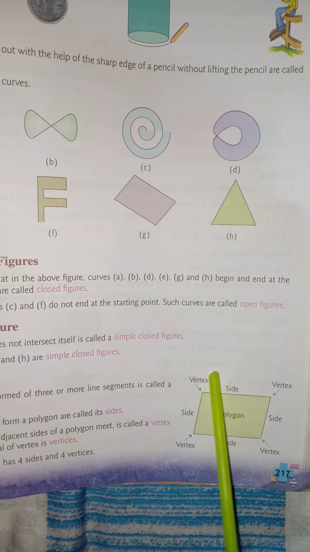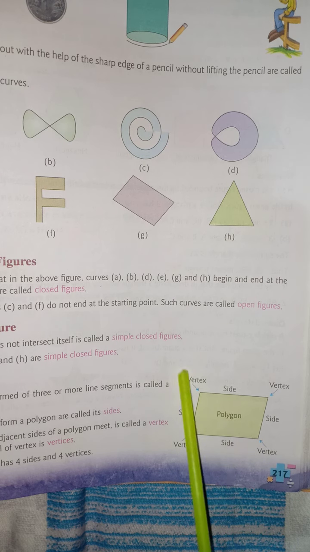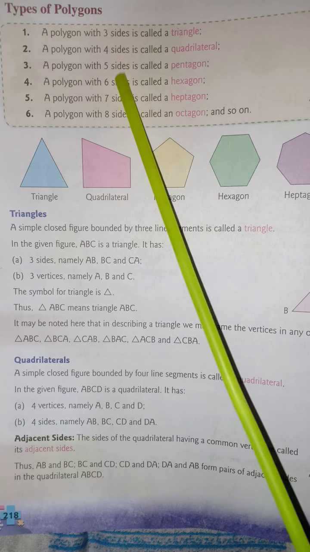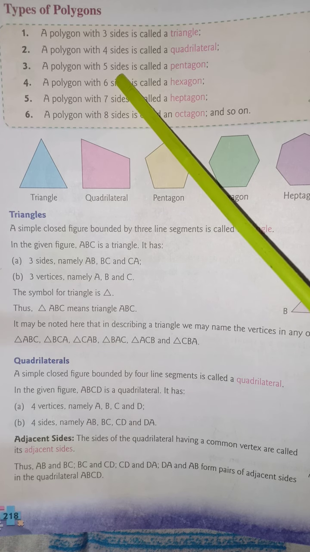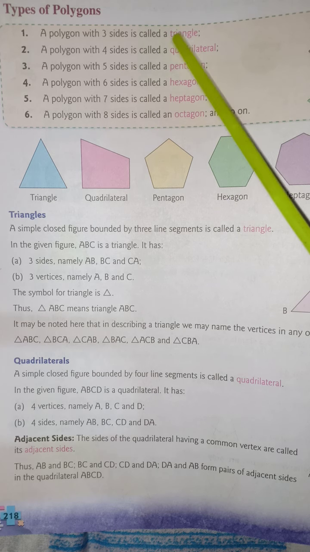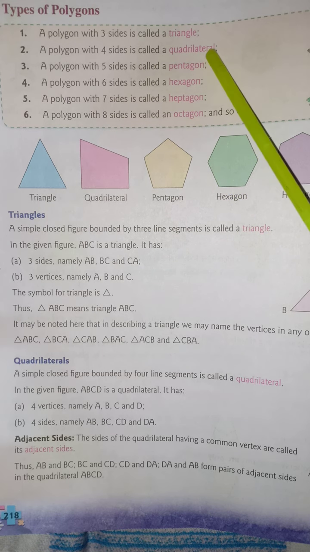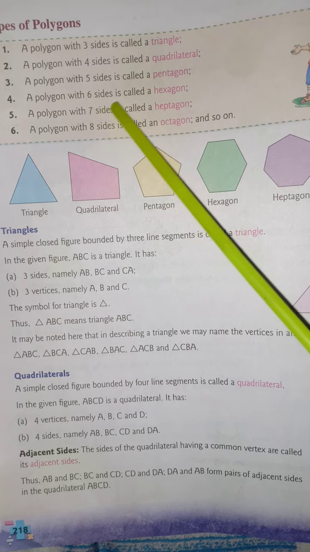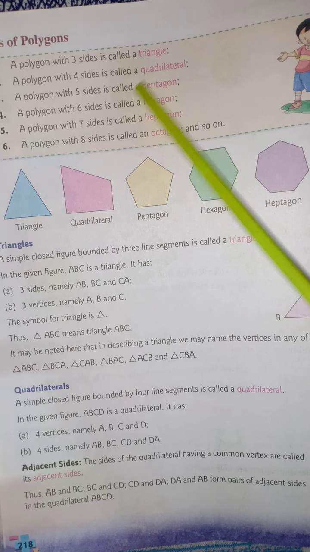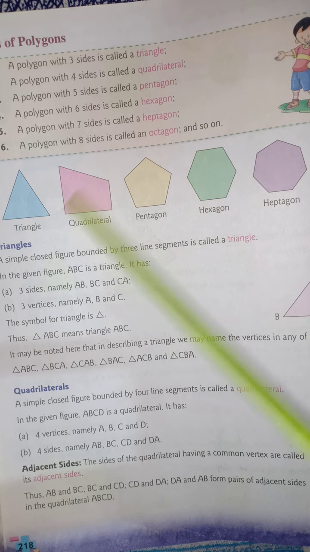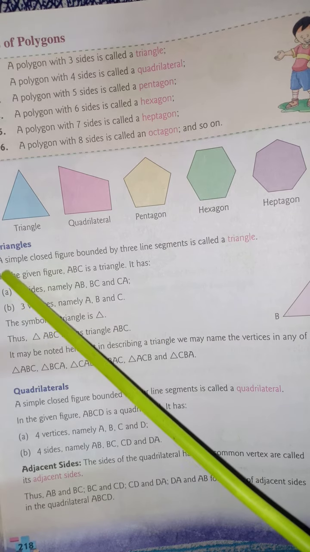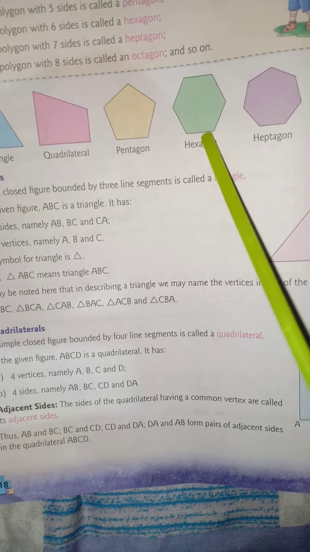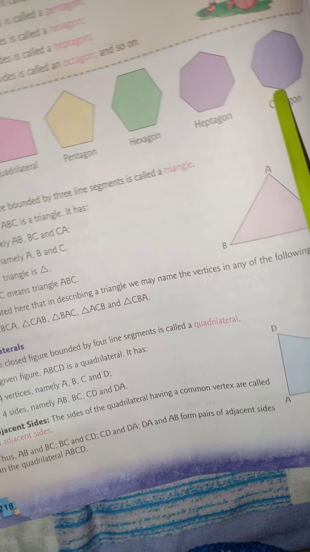This polygon has 4 sides. These are sides and these 4 are vertices. Students, these are most important, you have to remember them. A polygon with 3 sides is called a triangle. A polygon with 4 sides is called a quadrilateral. A polygon with 5 sides is called a pentagon. A polygon with 6 sides is called a hexagon. A polygon with 7 sides is called a heptagon. 8 sides is called an octagon. This one is a triangle, this one a quadrilateral, pentagon, hexagon, heptagon, and the last one is an octagon.